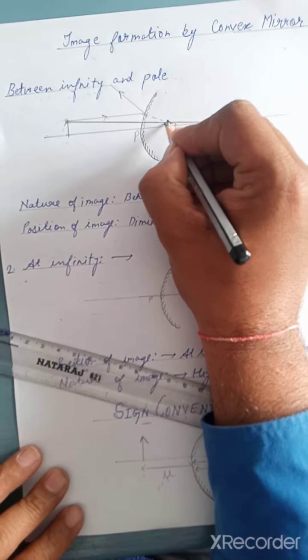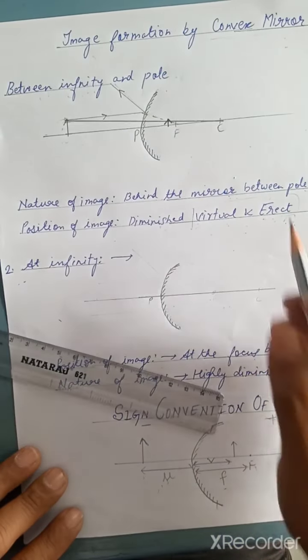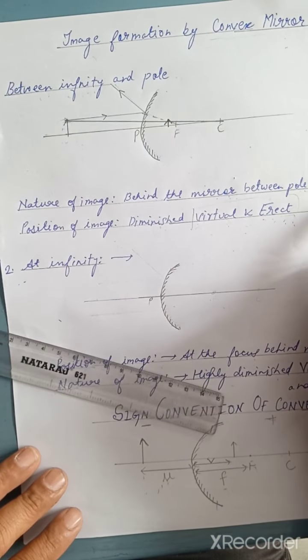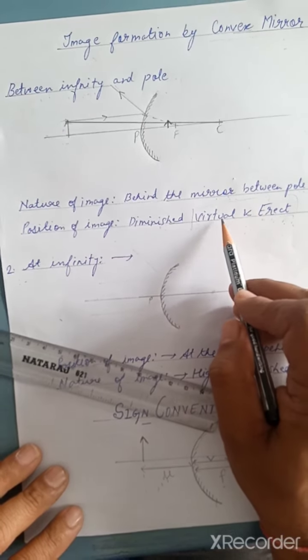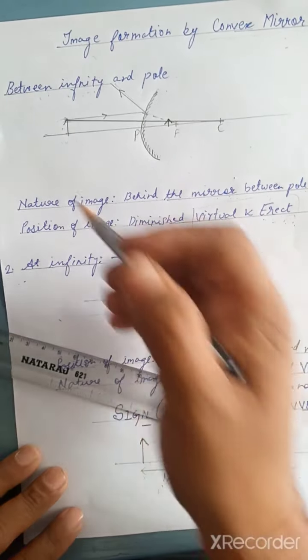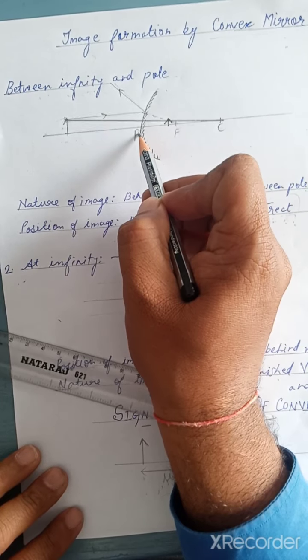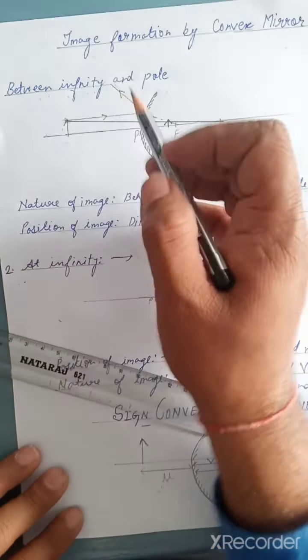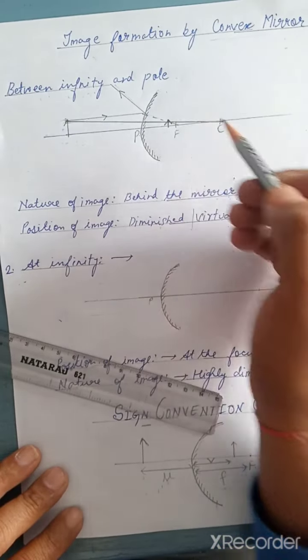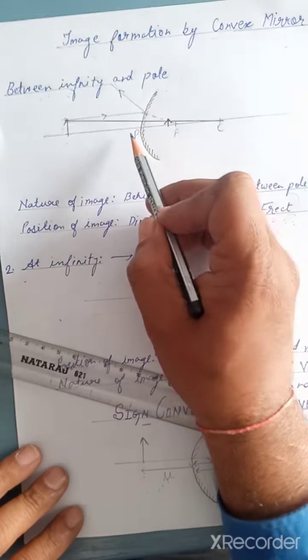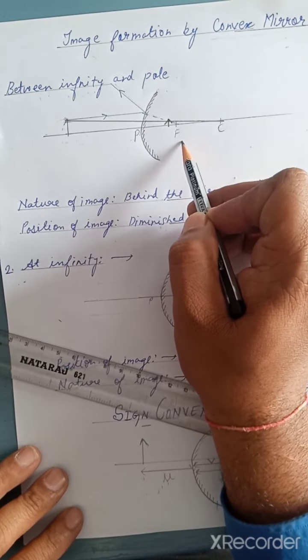You will get that the image is forming behind the mirror between the pole and the focus. And what is the nature? It is virtual and erect. So when the object is kept between the pole and infinity, the image is forming behind the mirror between the pole and the focus.